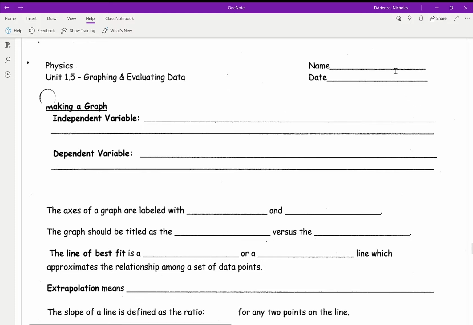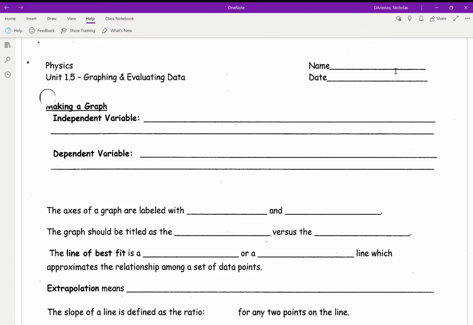Hey everyone, we are going to spend a few moments today pretty much reviewing graphing and a few ways that we can evaluate different sets of data. So to start off here, if we collect data and we want to make a graph, we're really going to be comparing two different variables, the independent variable and the dependent variable.